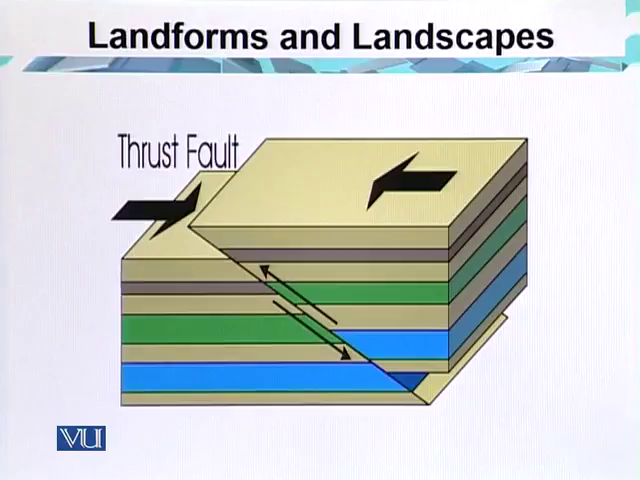A thrust fault is a type of fault, or break in the Earth's crust, in which there has been relative movement, in which rocks of the lower stratigraphic position are pushed up and overlay higher strata. Thrust faults are the result of compressional forces.